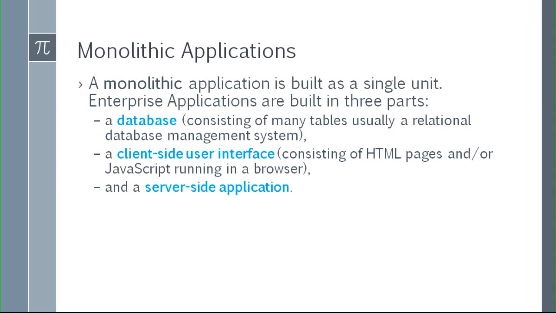As we know, monolithic applications have three main parts. One of them is the database part, consisting of many tables. For example, it can be traditional databases, RDBMS like Oracle, MySQL, Postgres, etc. Also, NoSQL databases like MongoDB, Cassandra, Solr, Elasticsearch, and any kind of database.